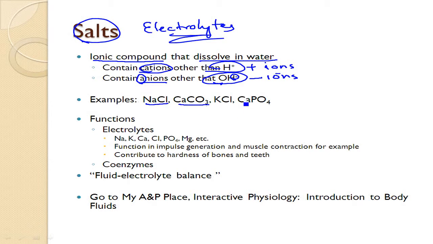Calcium carbonate is another example of a real important one you're going to talk about a lot in the body. Potassium chloride is another one that we have in our body, and calcium phosphate is another example of some of the salts in our body. Function. Sodium, potassium, calcium chloride, phosphate, magnesium, etc. Some of these are going to be really, really important in generating impulses to make muscles contract.